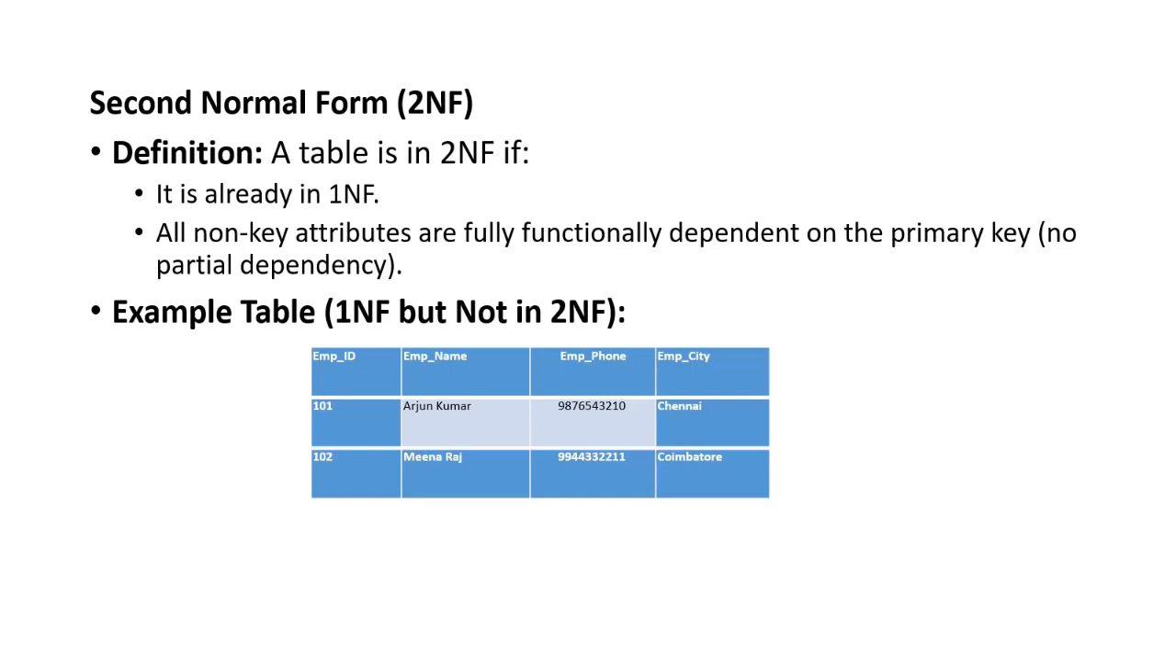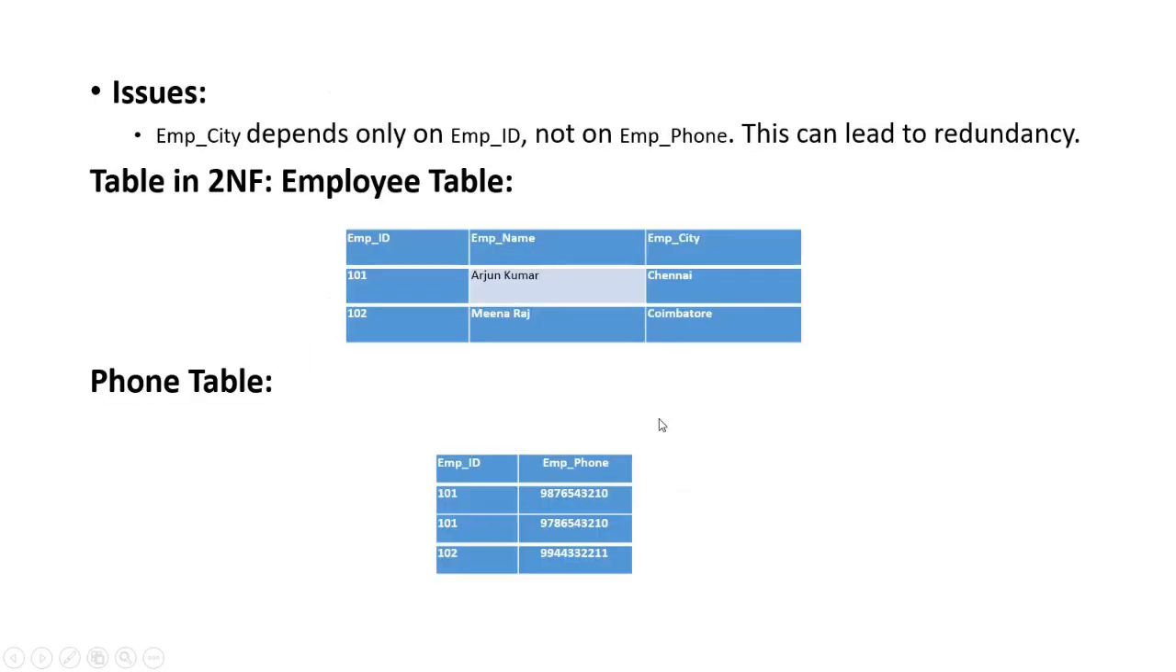So look at the example table. It is in first normal form, but it is not in the second normal form. We can say it is in first normal form because the column contains only single values, so it fully satisfies first normal form. It is not in the second normal form. Why? Because see here, employee city depends only partially on employee ID, not on the employee phone. So this leads to redundancy, and this must be avoided in the second normal form.